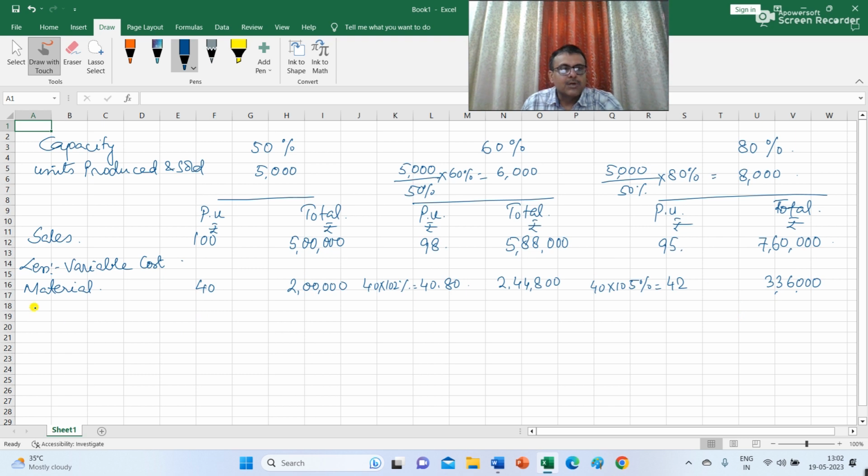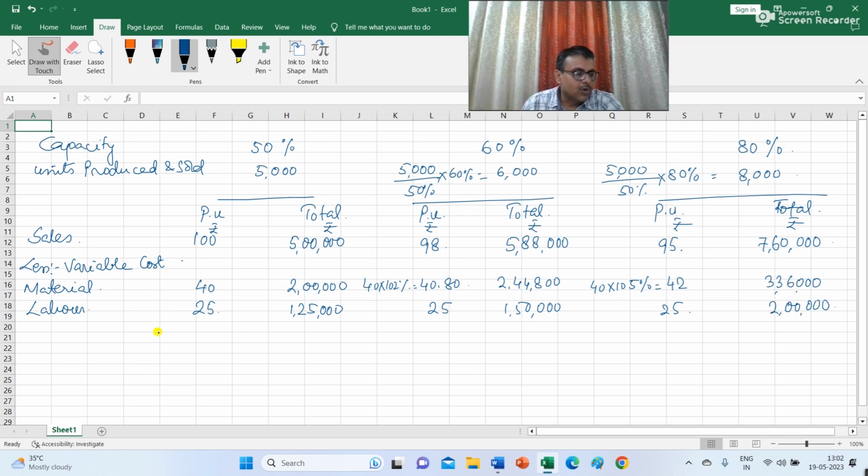The next element of variable cost is labor cost. It is given that the labor cost per unit is rupees 25 at the 3 capacity levels. So 25 multiplied with 5,000 is 1,25,000. Then 25 multiplied with 6,000, you will get 1,50,000. 25 multiplied with 8,000, you will get 2 lakh rupees.